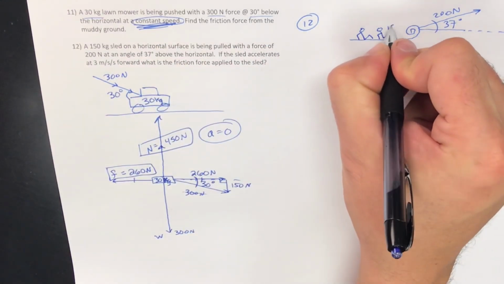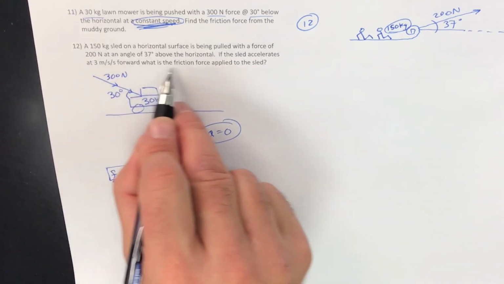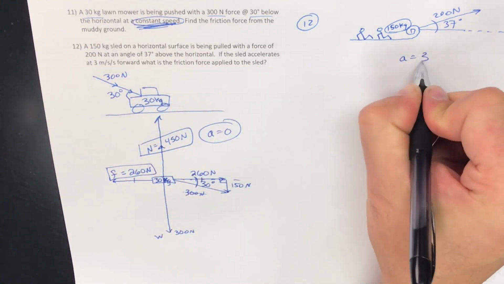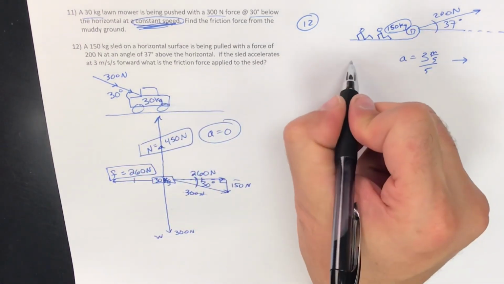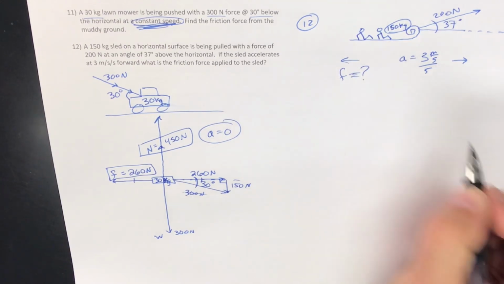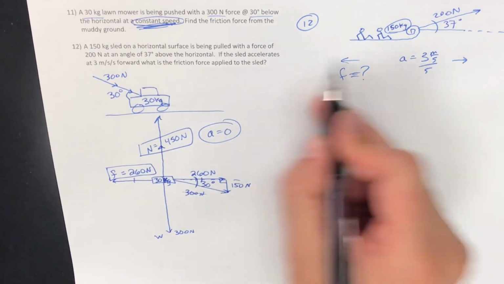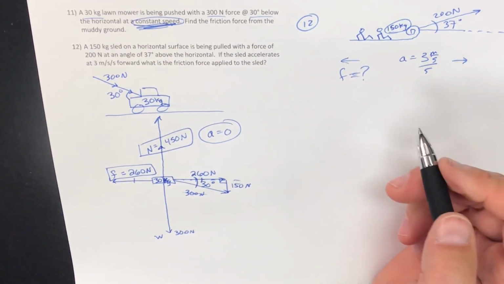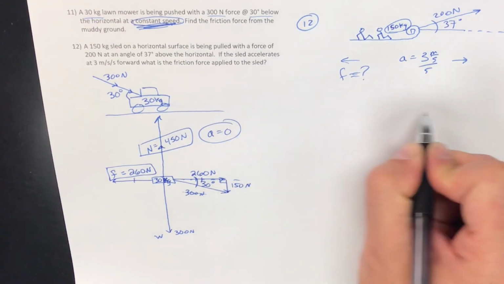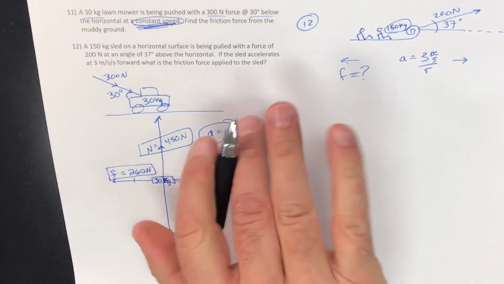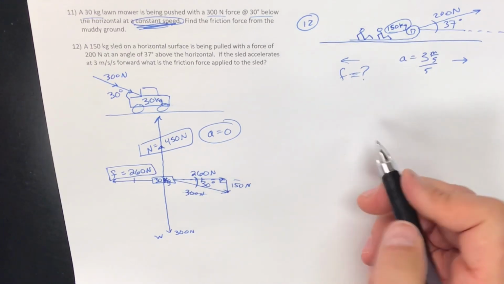150 kilograms, and 37 degrees. The sled accelerates at 3 meters per second every second forward. What's the friction force? The friction force is unknown. So it accelerates, and this is a horizontal problem. The vertical forces we're going to balance in the free body diagram, but they're not going to matter in the problem because we're looking at a horizontal acceleration. This is a sled; it's not jumping off the ground and it's not digging into the ground.